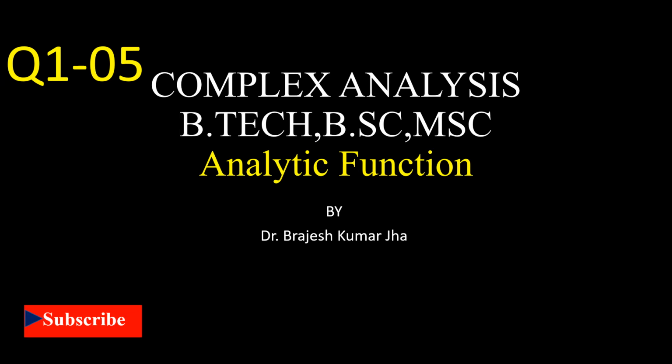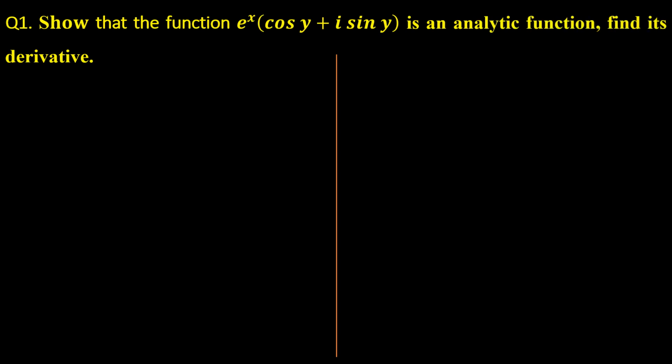So now we can check the question one by one. So let's see the question number 1. So now take the first question from the analytic function. Show that the function e to the power x (cos y plus i sin y) is an analytic function. And then find its derivative.